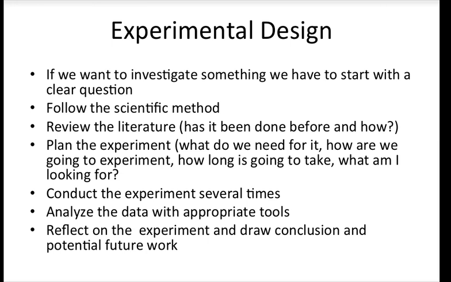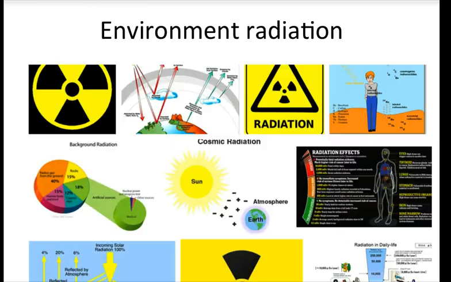Once the experiment is done, we have to reflect on the experiment and draw conclusions and potential future work. If the conclusions are not clear, we may have to redo the experiment. Even if we don't redo the experiment and we want to stop there, we have to write in the conclusion how the work has been done and what clear conclusion comes out of the experiment.